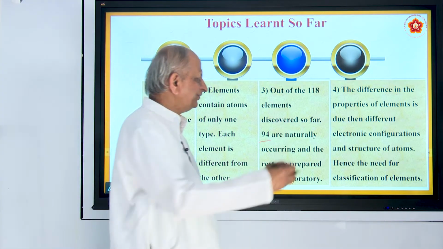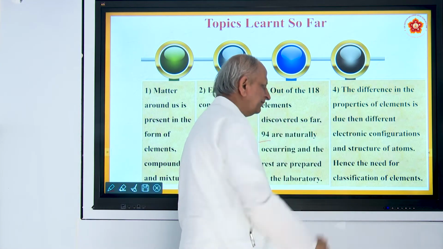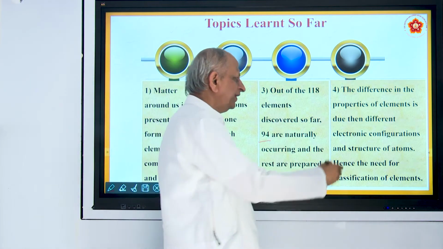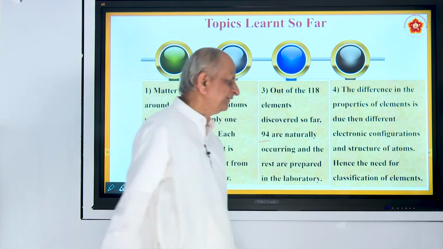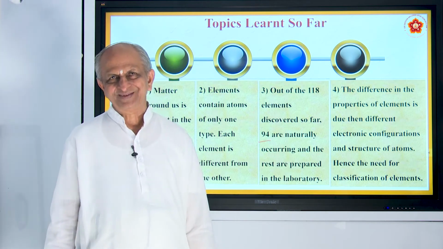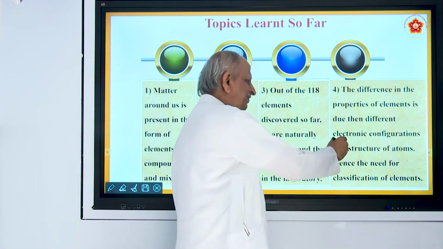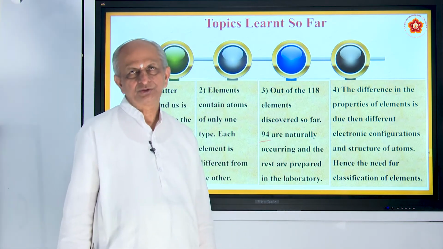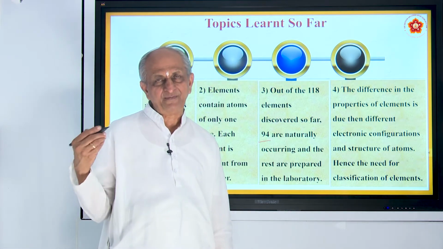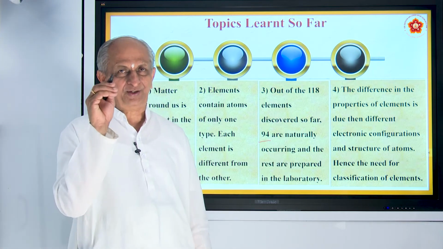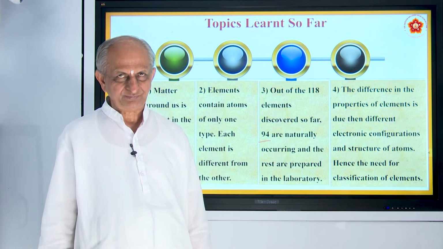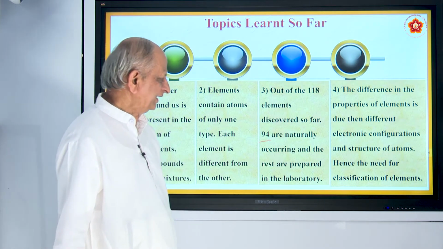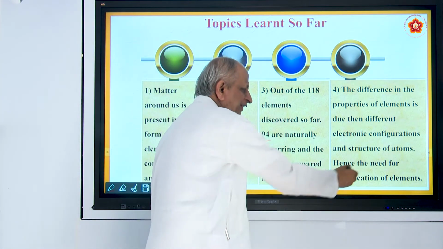And all the differences in the properties of elements are due to the different electronic configurations and structure of atoms. So when you say hydrogen is different from oxygen, it is due to the electronic configuration and how they are combined. So you should know the meaning of the word classification.